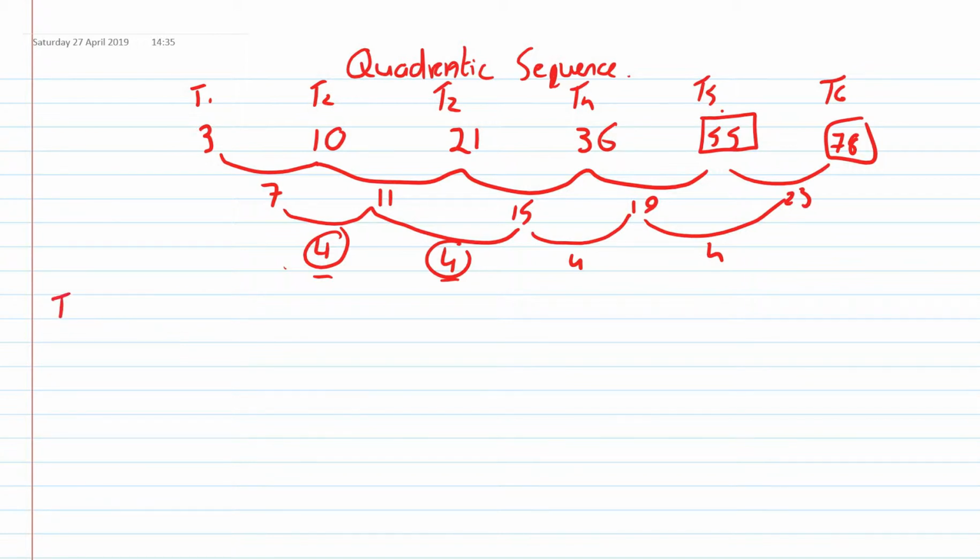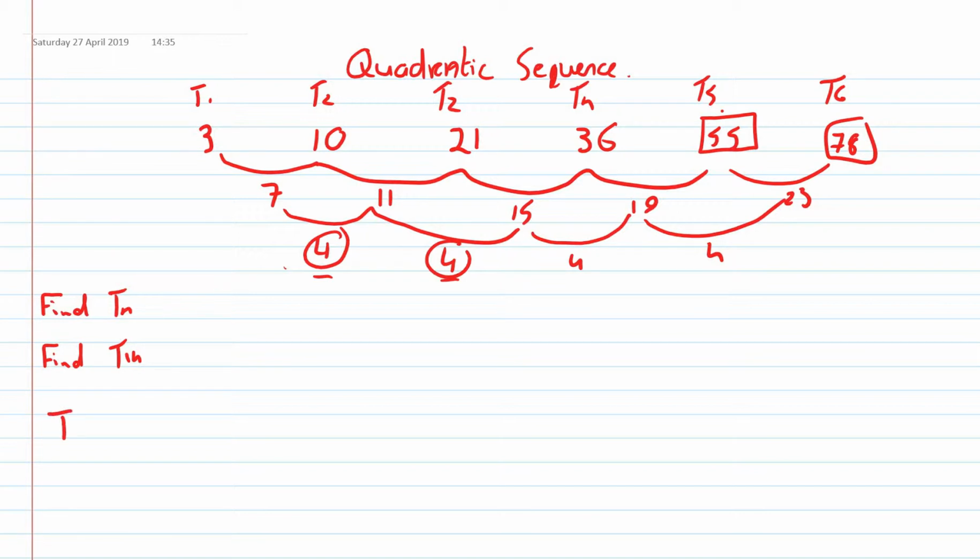They will say find T14. Okay? Or they might say first of all find Tn or the nth term, and then they might say find T14. So now we need to find that nth term. Right. Well, this is not in our log books. We need to know this.